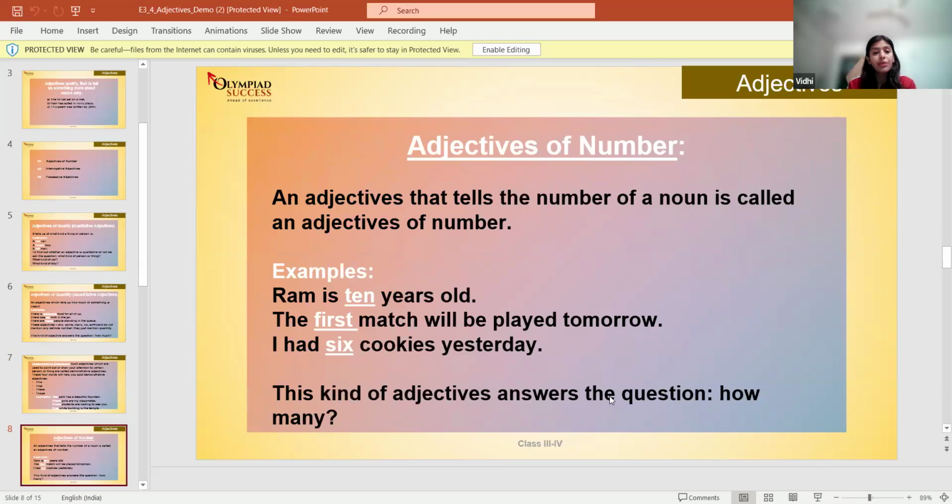Now, there is something called adjectives of number. An adjective that tells the number of a noun is called an adjective of number. This adjective will show us the number of the noun. Ram is 10 years old. How old is Ram? 10. The first match will be played tomorrow. First. I had 6 cookies yesterday. 6. So when you ask the question, how many, and you have an answer in a number, those are called adjectives of number.